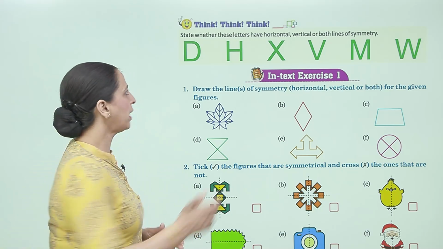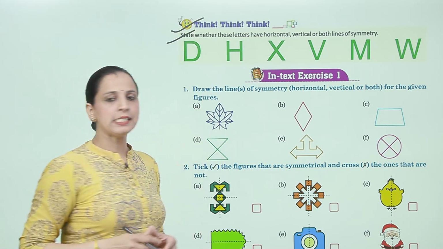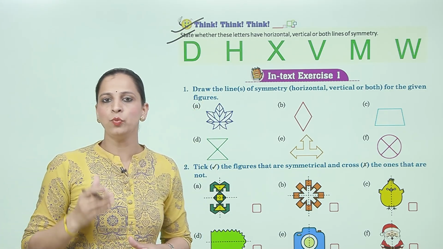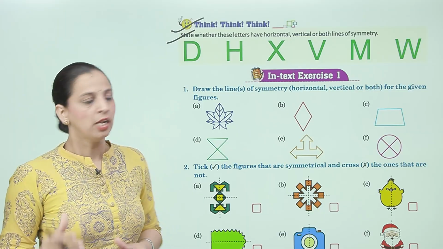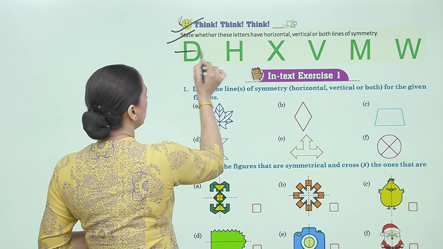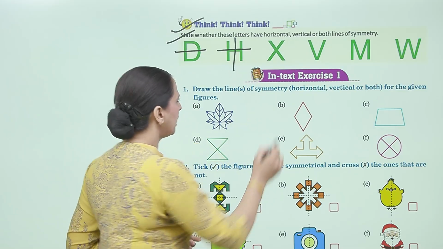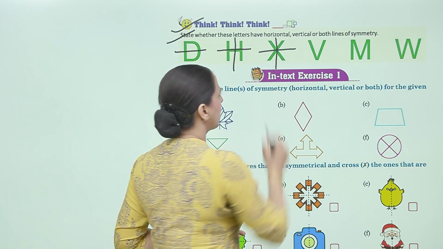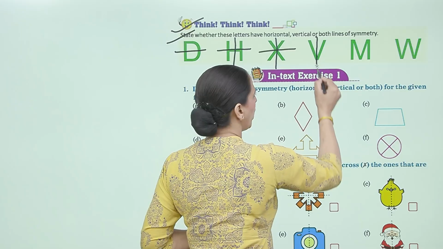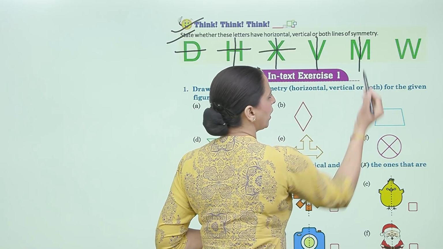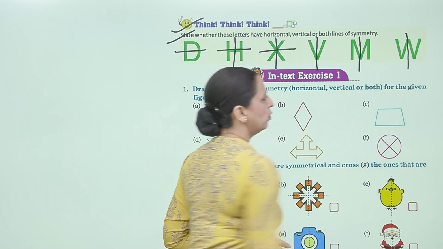Now think. State whether these letters have horizontal, vertical or both lines of symmetry. Now this is a line of symmetry. This is also a line of symmetry, both vertical and horizontal. This also both vertical and horizontal. This is vertical. This is also vertical and this is also vertical.